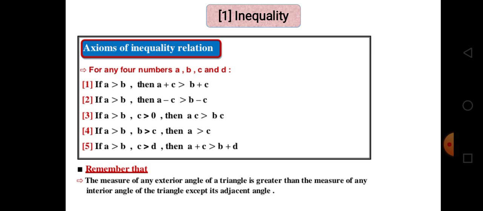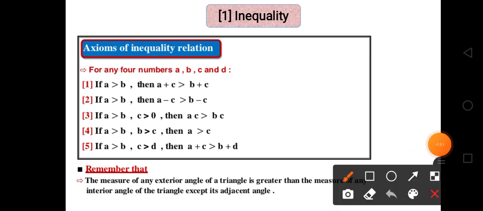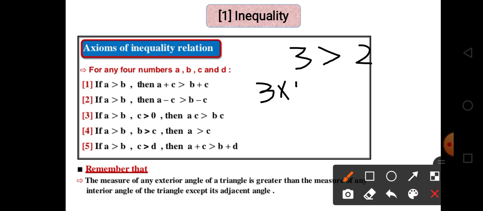Number 3, if A greater than B and number C greater than 0, then AC greater than BC. Like what? If you have 3 greater than 2, if multiply by like 4, 3 multiplied by 4 and 2 multiplied by 4. 3 multiplied by 4 equal 12. 2 multiplied by 4 equal 8. 12 greater than 8. Okay.